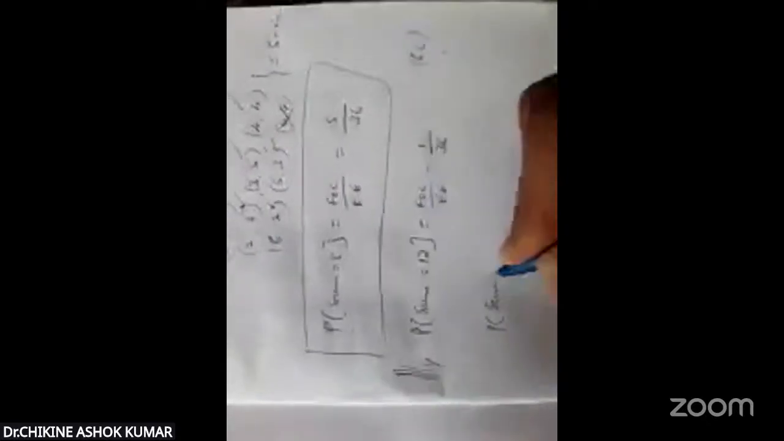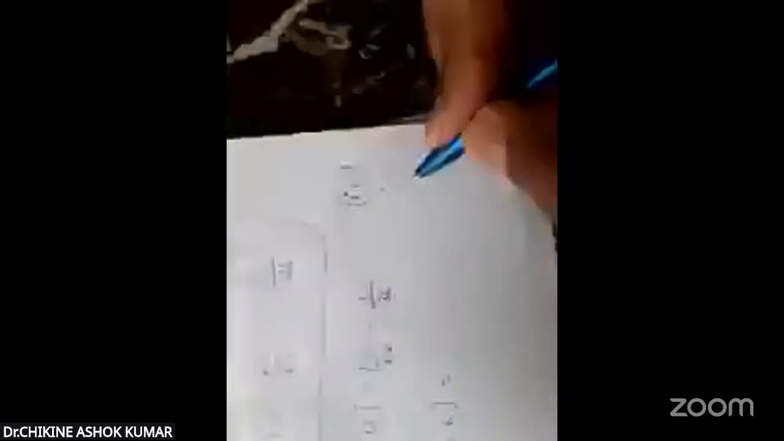Similarly, what if the sum is 6? Write down the combinations: 1 5, 2 4, 3 3, and reverse 5 1, 4 2. So here also 5 combinations, 5 by 36. What if the sum is 7? Like that you can prepare any questions whose sum is from 2 to 12.